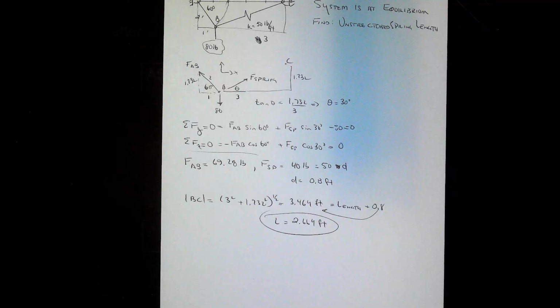The question is what's the unstretched length? Well, let's figure out what's the distance between B and C up there. So the distance BC is equal to 3 squared, remember, we have 3 horizontal, 1.732 vertical, to the 1/2 power. And that works out to 3.464 feet. And that's equal to the unstretched length, which I'll just call L here, plus 0.8 feet of stretch, because the force is 40 pounds.